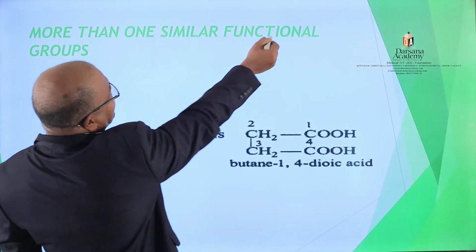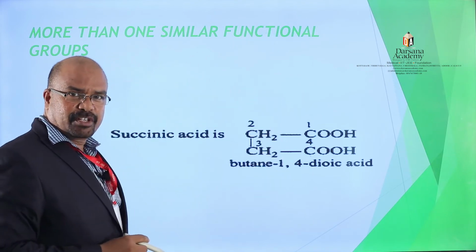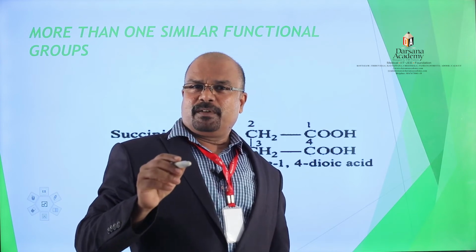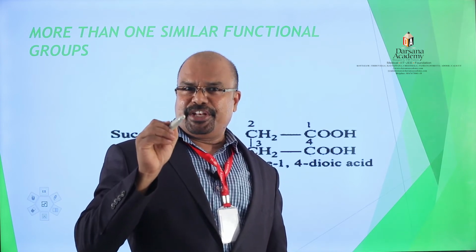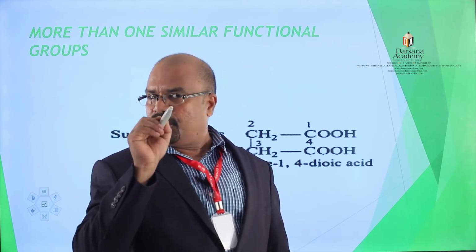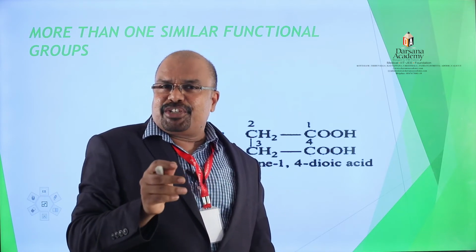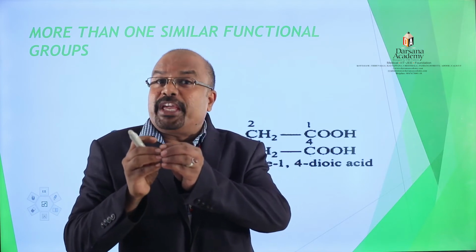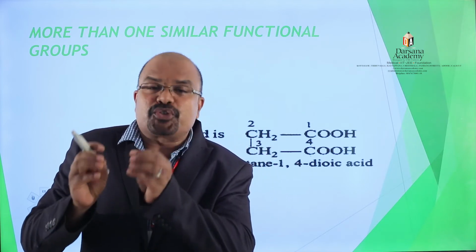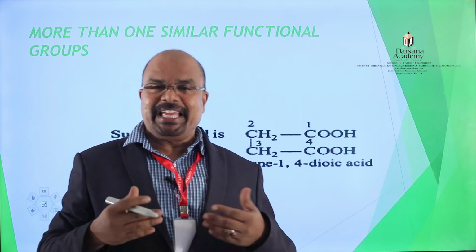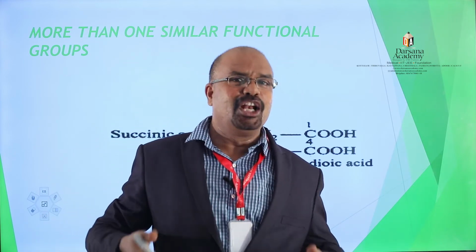More than one similar functional group is present. So once more I will explain. Whenever we start naming a compound containing a functional group, first we have to find the parent chain. Then on the parent chain, we have to give the functional group the smallest possible position. There we are giving priority to the functional group.